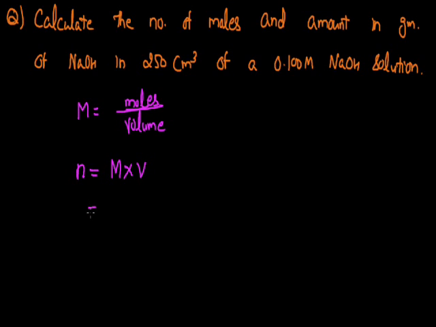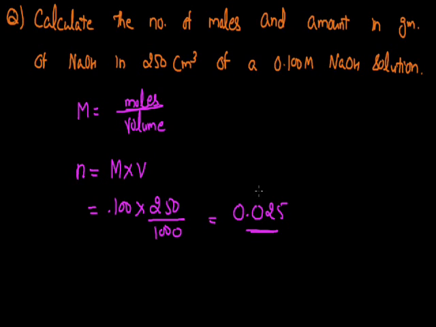The molarity of the solution is given as 0.1, multiplied with the solution volume of 250 ml. We need to convert this into liter by dividing by 1000, and when we go for the calculation like this, the value that comes is 0.025 moles. So that is the moles of solute that we need to dissolve in 250 ml of solution to get the solution with the molarity 0.1 M.